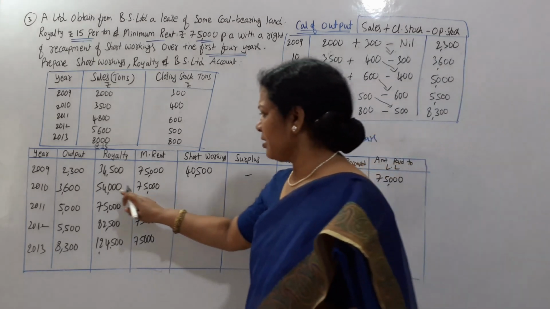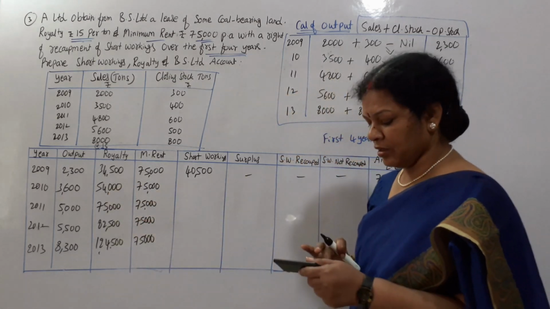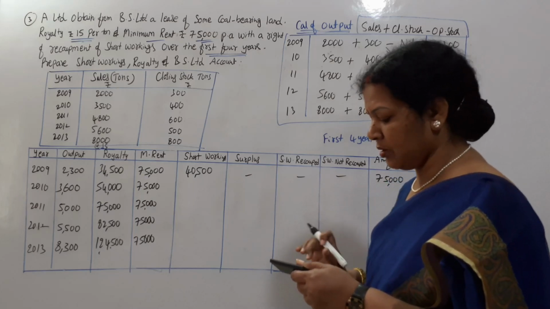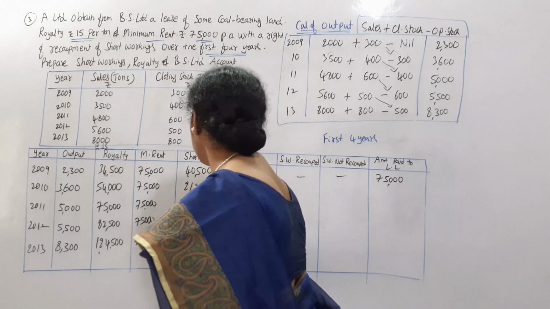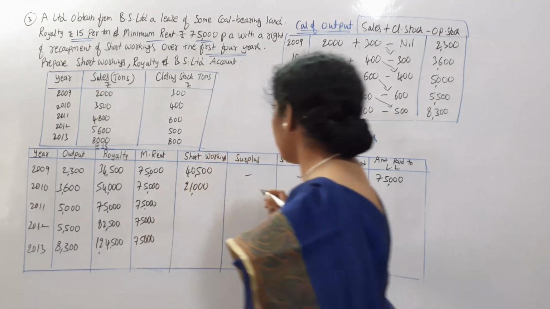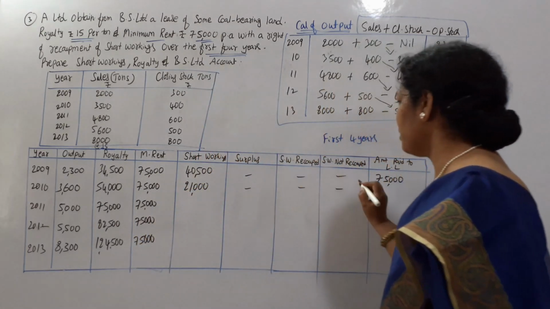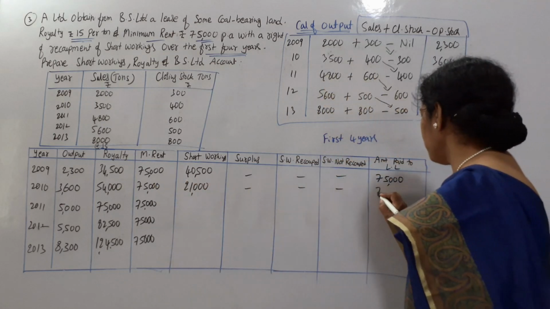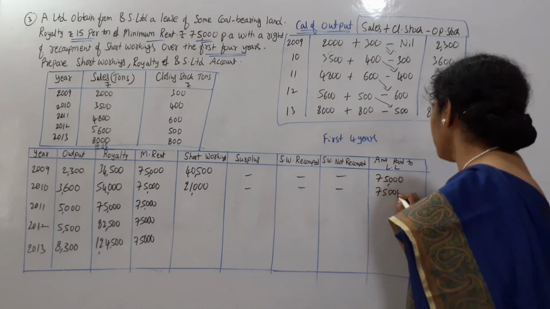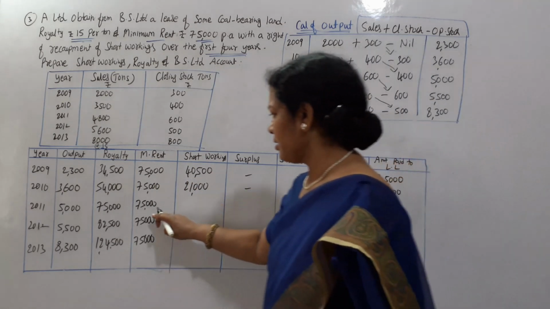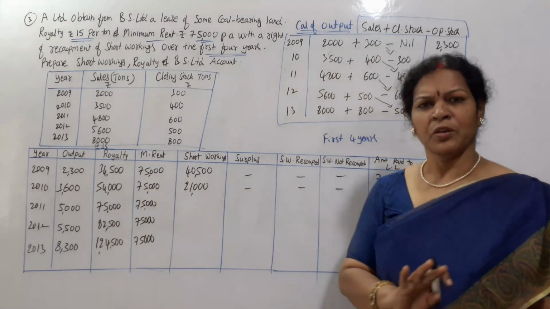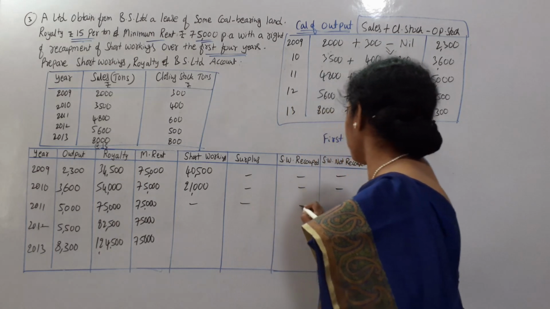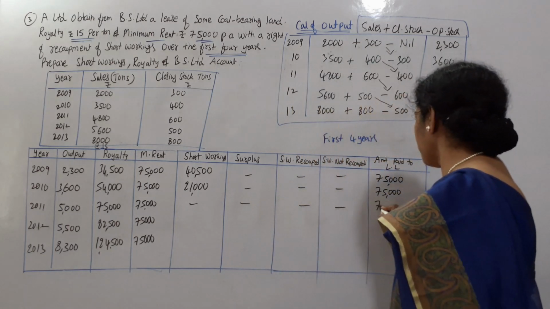Then the second year also there is a short working. 75,000 minus 54,000, 21,000. 21,000, no surplus, no recoupment, not recouped. And how much is to be paid? Whichever is highest, means 75,000 will be paid. The third year is the same. No short working, no surplus. Paid to the landlord 75,000.